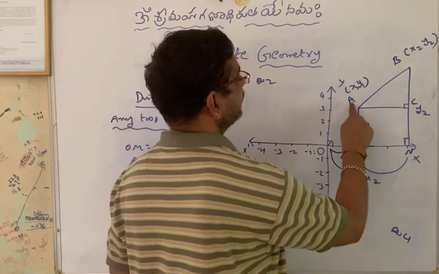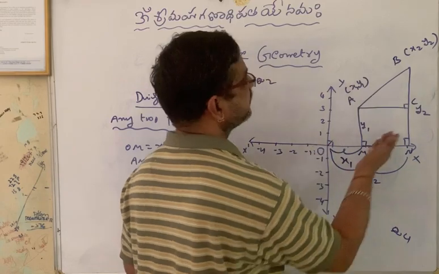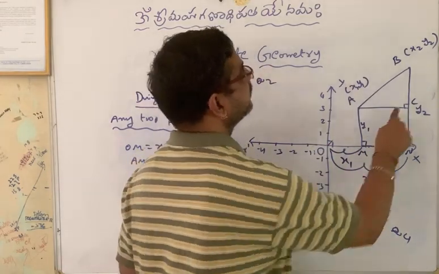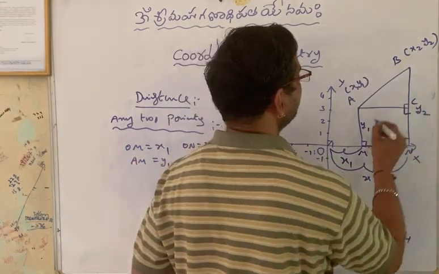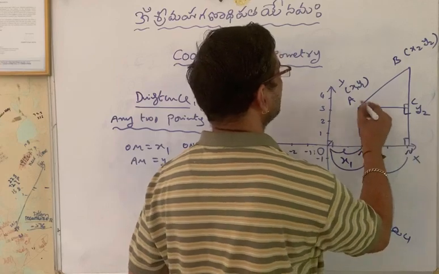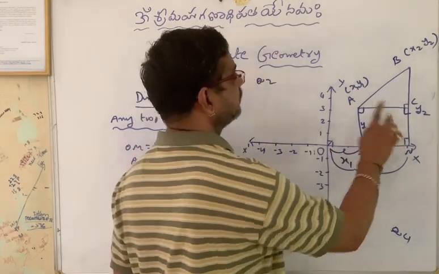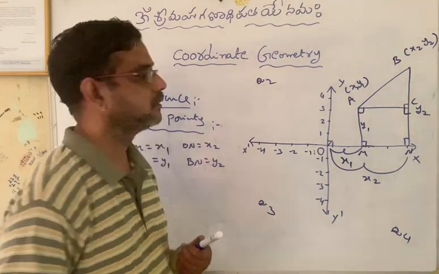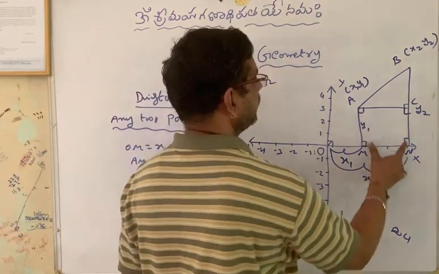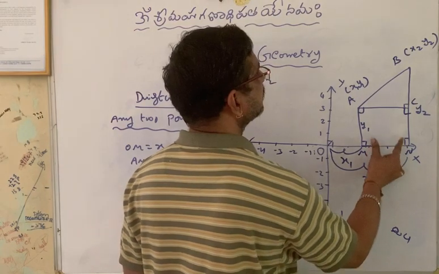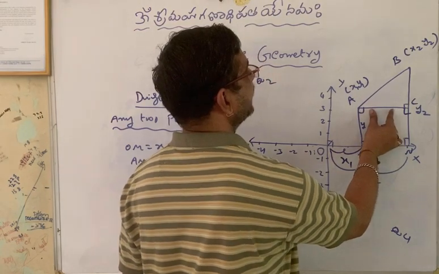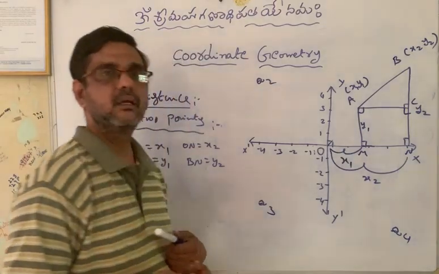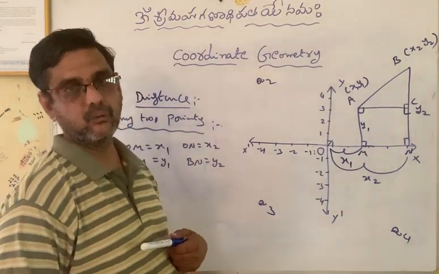If you observe AMNC, it is clearly a rectangle, because if this is 90, this is also 90. If these three are 90, this is also 90. So it is a rectangle. And we know in a rectangle opposite sides are equal. So if we find out MN length, then we can say that AC length is equal to MN length, because in a rectangle opposite sides are equal.